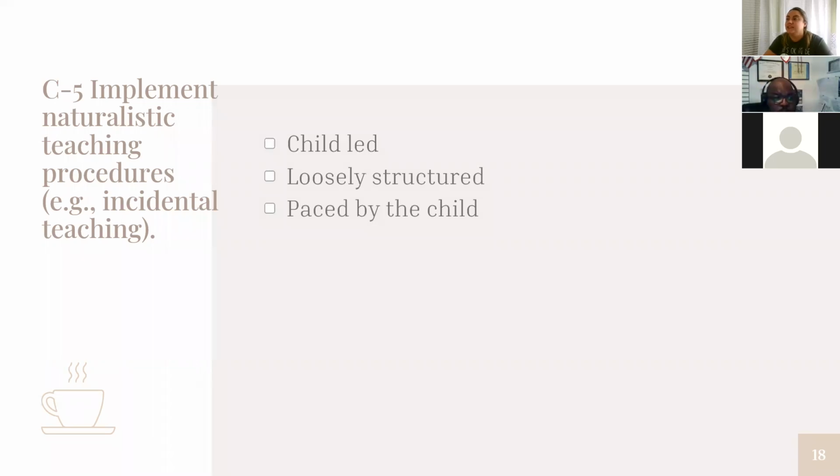Okay, so the next one is C5, implement naturalistic teaching procedures. Naturalistic teaching procedures is also known as incidental teaching. Incidental teaching is basically where they're learning and they have no idea, like on accident. They have no idea that they're learning. So it's child-led, loosely structured, and paced by the child.